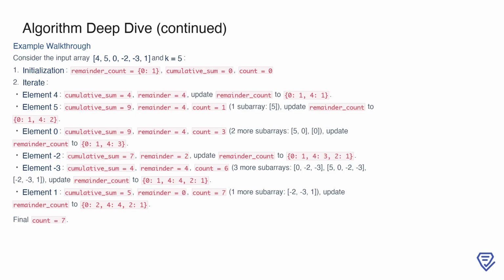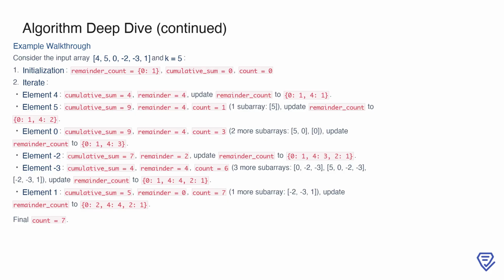Next, we process the element 5, which brings the cumulative sum to 9. The remainder is 4, and since this remainder has already been seen once, we add 1 to our count, making it 1. The dictionary is updated to 0: 1, 4: 2. With the element 0, the cumulative sum remains 9, so the remainder is still 4. This remainder has now occurred twice before, so we add 2 to our count, bringing it to 3. We then update the dictionary to 0: 1, 4: 3.